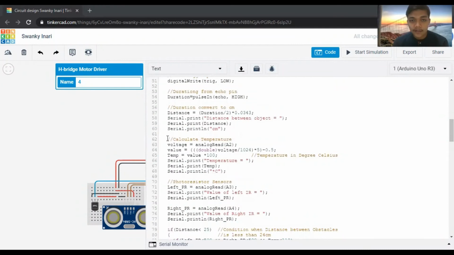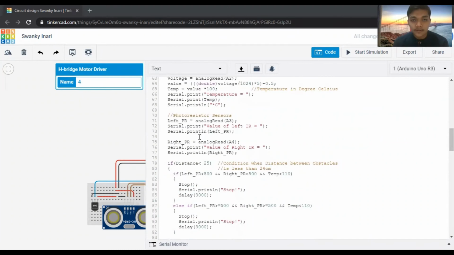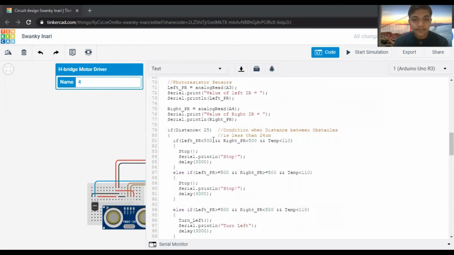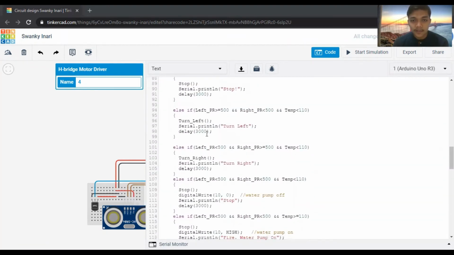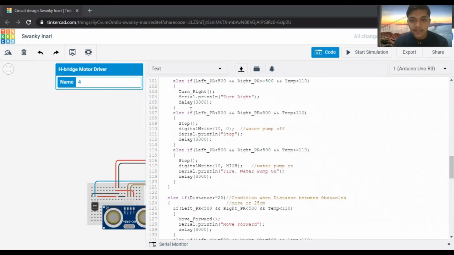This is the formula to calculate temperature. This is the formula to calculate the distance between the robot and the obstacles. Then the formula for the photoresistor sensors. Next is the coding for when the distance between the robot and the obstacle is less than 25 centimeters. At this part is the coding for water pump off and water pump on.